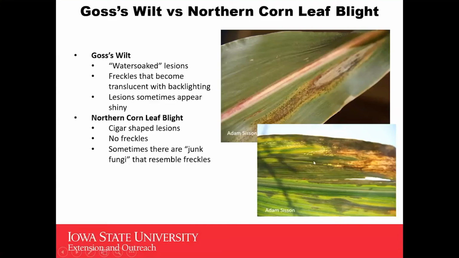Versus northern corn leaf blight, I do want to point out that Goss's wilt can cause these cigar-shaped lesions like northern corn leaf blight, but it will not have freckles. In some cases, people have sent stuff in where they're sure there are freckles, and what's actually happening is that there are dark spots in these necrotic cigar-shaped lesions. They're just something I refer to as junk fungi, or saprophytic fungi, that will colonize any dead tissue, and they will not turn translucent when held up to the light.